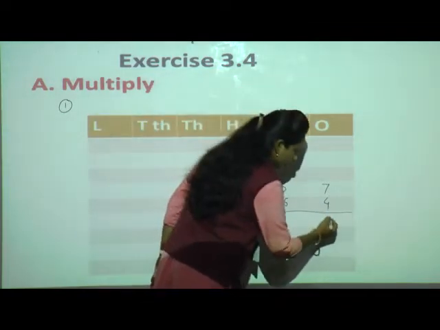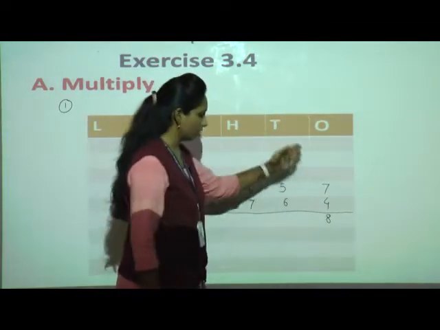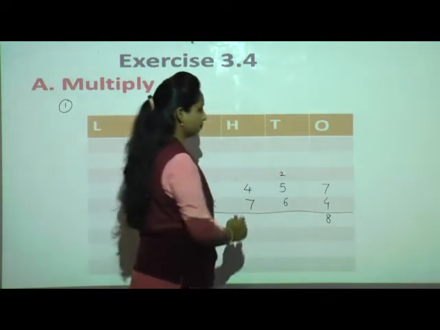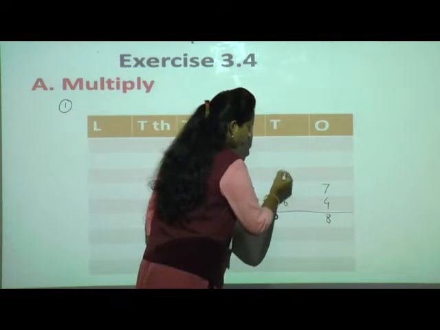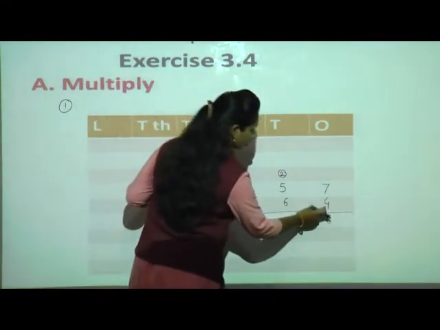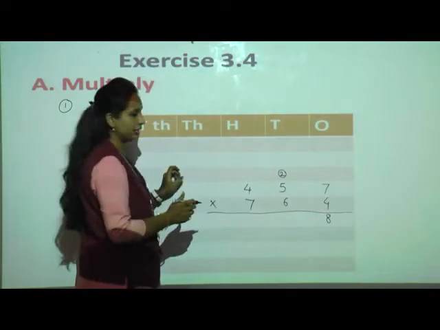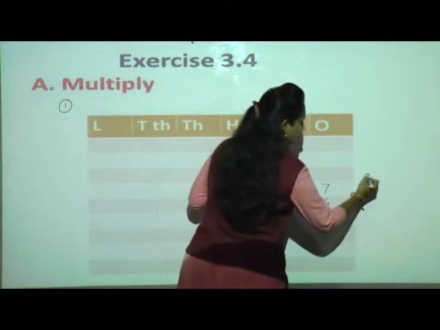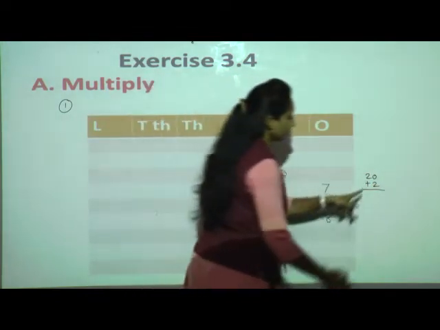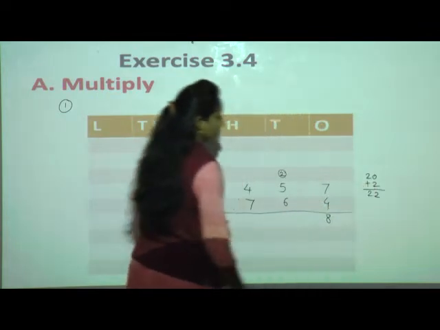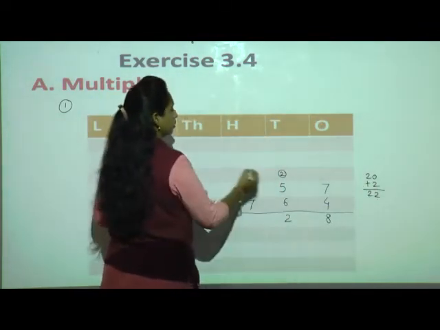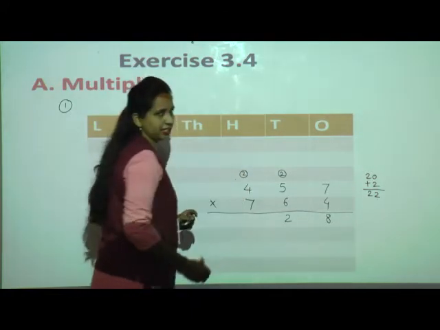So what we will do? We will write 8 on the ones place and 2 we will carry over to the tens place. You can give a small circle. Now next. Now 4 5s are 20. 20 plus 2 carry over. Now tell me, 20 plus 2 is 22. So what we will do? We will write 2 on the tens place. Again 2 we will carry to the hundreds place.